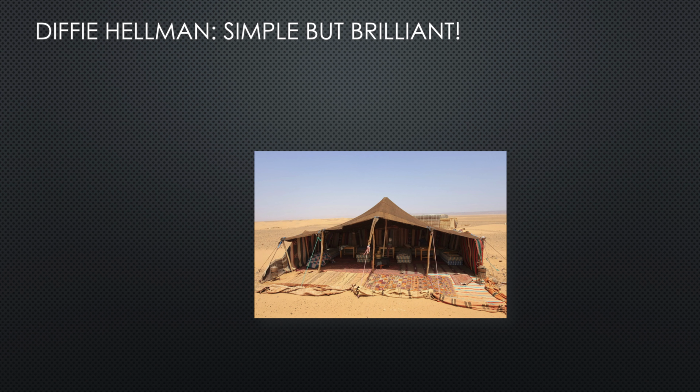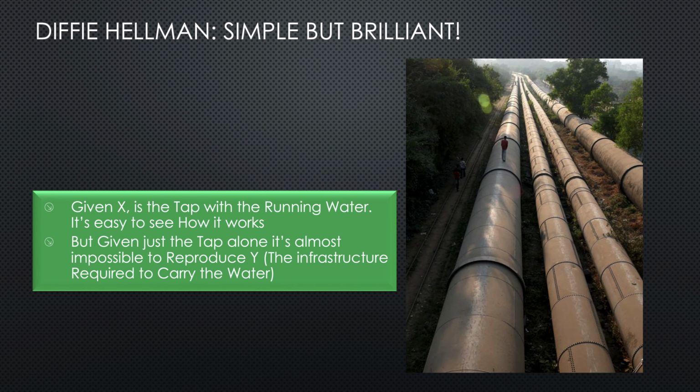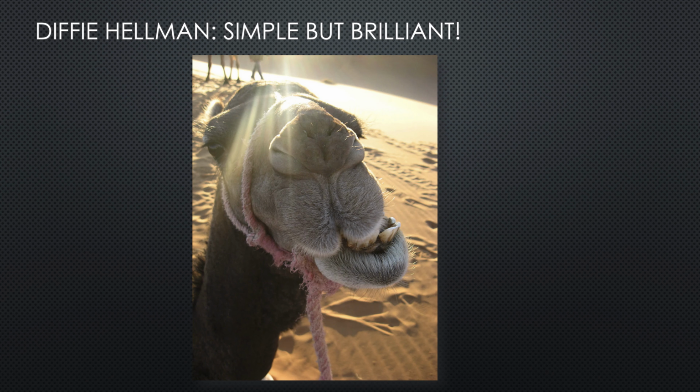And he stuck the tap in the ground. And of course, it didn't work. So in this case, given X as the tap with the running water, it's easy to see how it works. But given just the tap itself, it's almost impossible to reproduce Y, the infrastructure required to carry the water. So given X is your public key, it's almost impossible to derive how did I get that? What was the formula to get that? And that's the trapdoor function. It was simple, but absolutely brilliant.